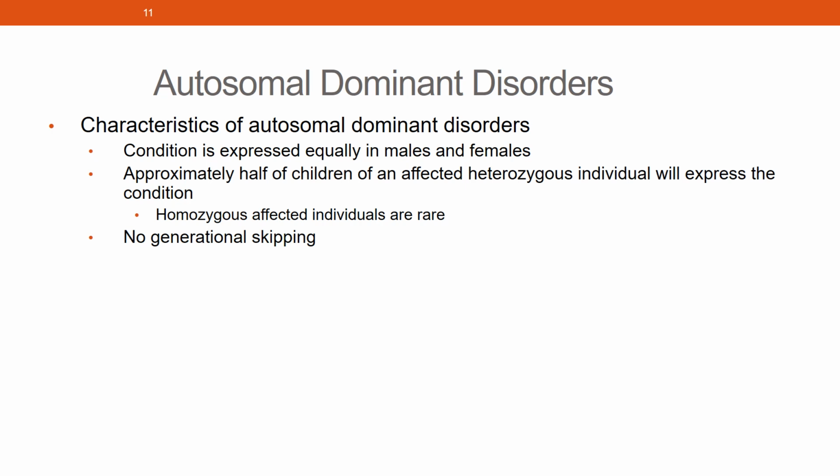There will be no generational skipping. In some cases skipping a generation is presented as old wives' tales, but it truly happens, and it happens in recessive traits. But in dominant disorders, generation skipping will not occur.